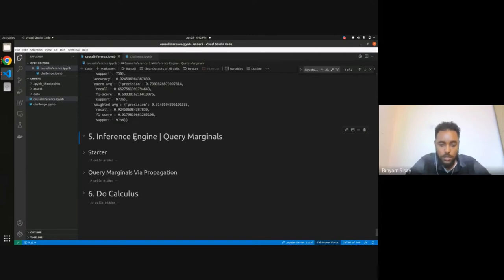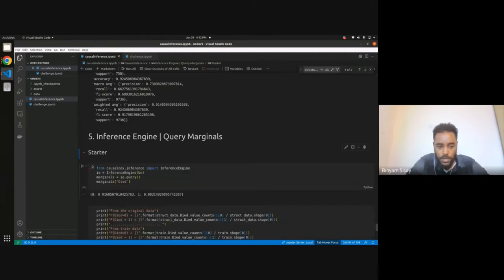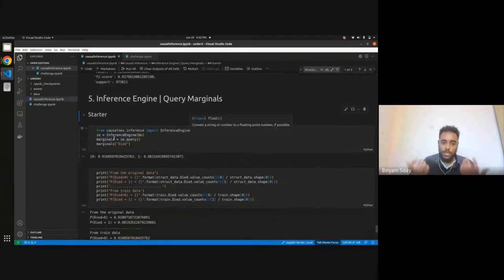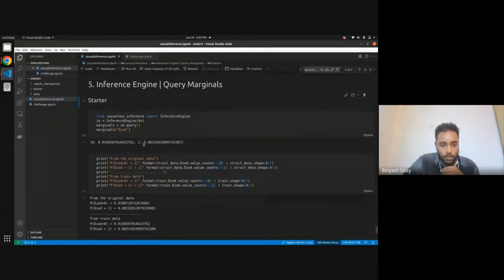But since we want interventions and do-calculus, we'll be providing it to an inference engine, or we will be initializing an inference engine. In this inference engine, we'll be having marginals of something given some kind of query. For the first case, let me go in detail here. This is my Bayesian network, and I queried the marginals of died. This gives me the percentage of children who didn't die, and this provides the percentage of children who died.